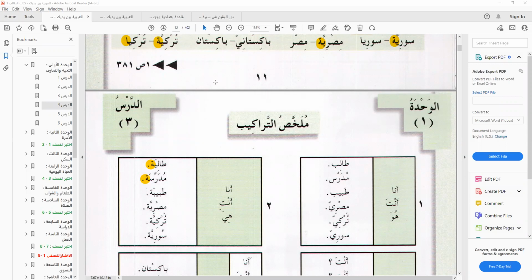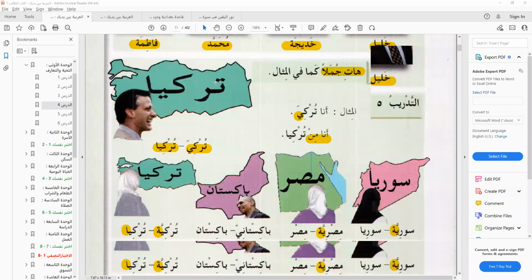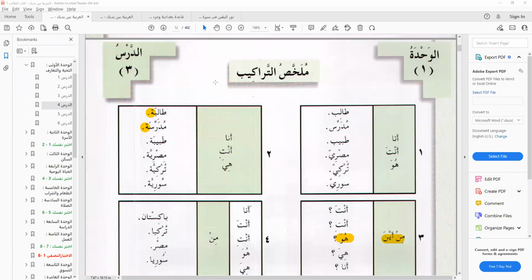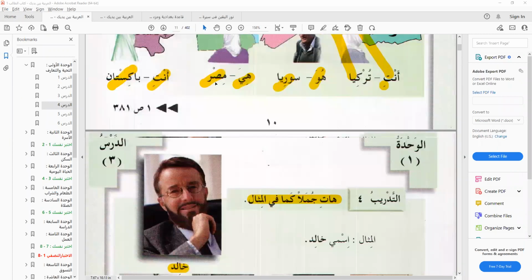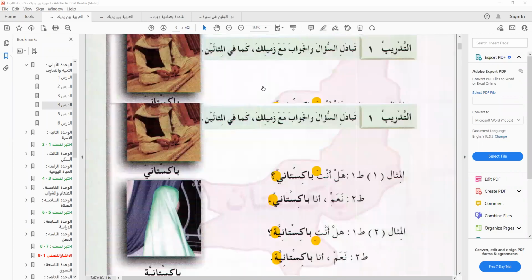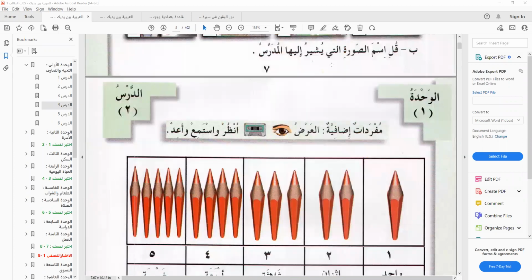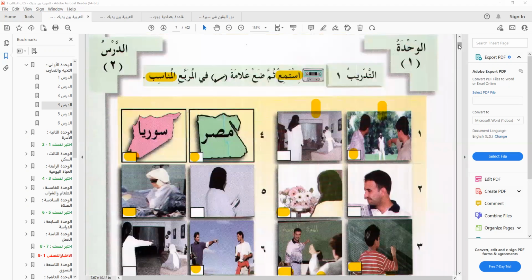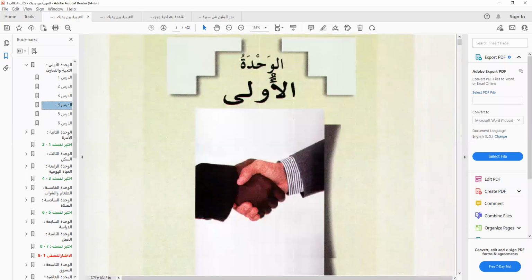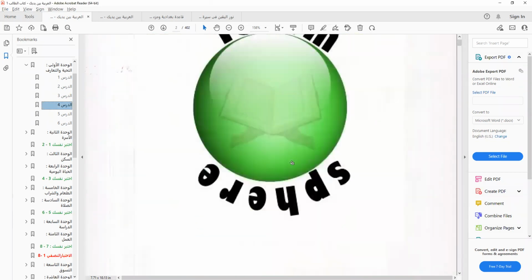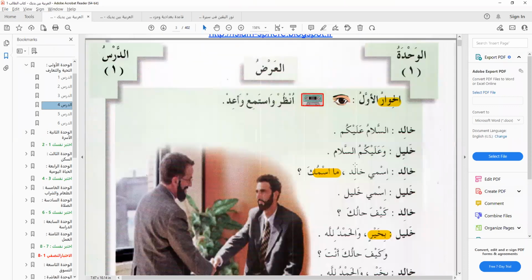That's the translation. دعونا نراجع ما درسنا الأسبوع الماضي. So let us revise quickly what we treated last week before we move on to today's topic. This is a summary of what we started by. بدأنا بالحوار الأول, with the first conversation. حوار means conversation. So we started with this الحوار الأول, the first conversation.